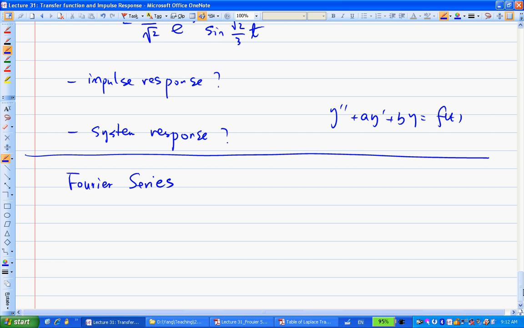You learned Taylor series, right? So what does the Taylor series do to a given function? When you apply Taylor series to a given function, that given function is transformed into a series of, what do you call that?